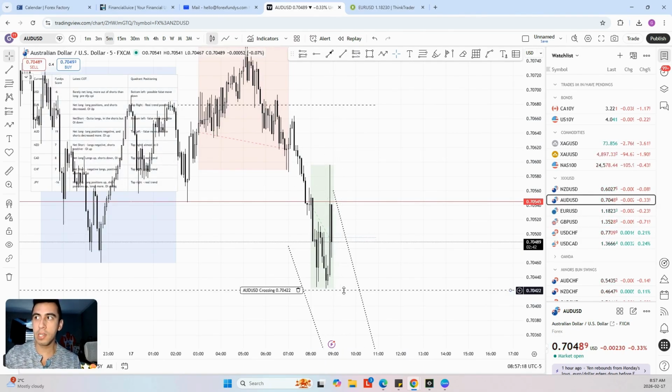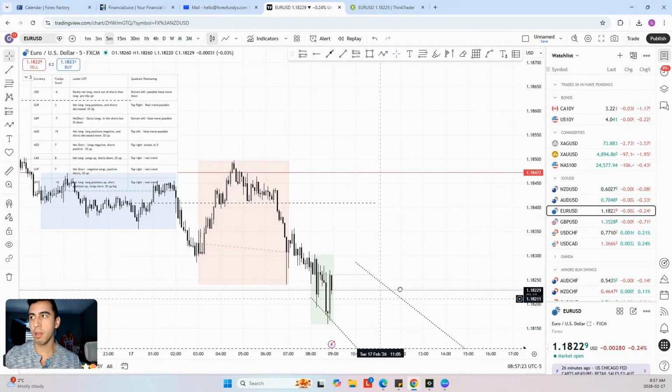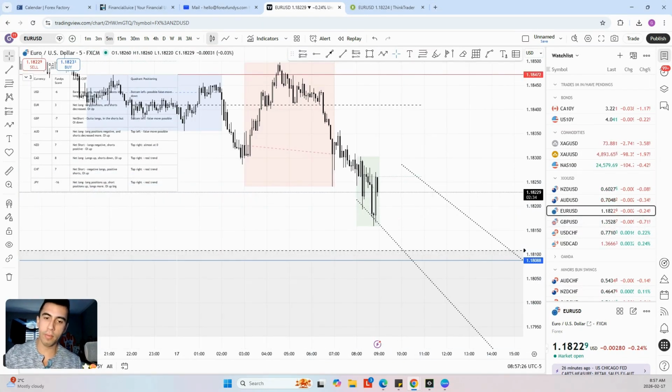So on AUD, I'm putting the alert right down here. On the Euro, it's probably going to be the same thing, but we still haven't got to our higher time frame region.